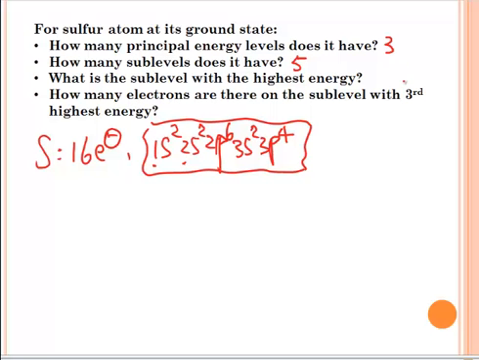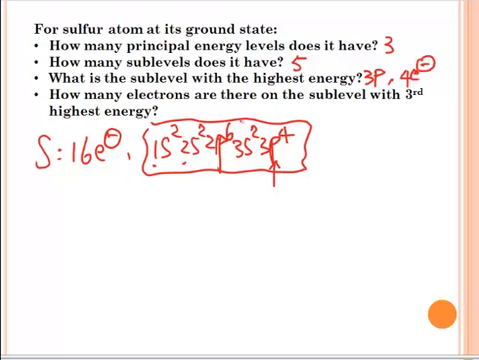What is the sublevel with the highest energy? Remember the Aufbau principle, the last one. So that will be 3p. It is the one with the highest energy. How many electrons are on that? That will be 4 electrons.